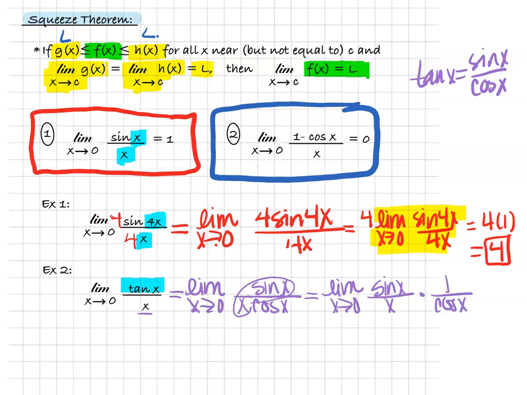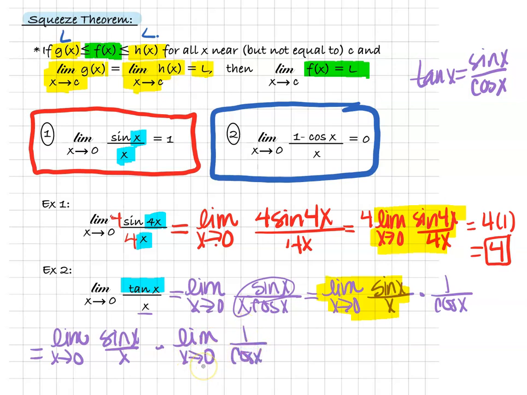Well, again, that works out really nicely for me because we know this limit here, and so I can separate those two out. And so then that's going to give me the limit as x approaches 0 of sine x over x times the limit, again basic properties here, of x approaches 0 of 1 over cosine x. Now this is the part that we just pulled up from earlier, and so we already know what this is equal to. And this is equal to 1.